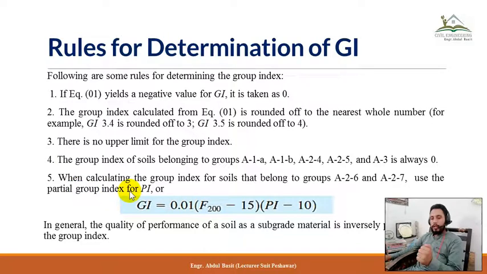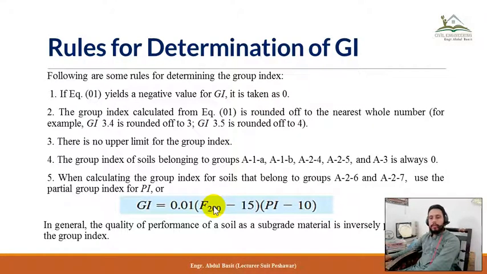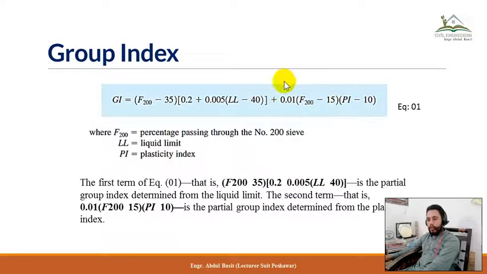But when calculating the group index for soil that belongs to A2-6 and A2-7, this is a bit complicated. If you get a soil that falls in the A2-6 group or A2-7 group, then the partial group index for plasticity index will be used. You will not use the whole equation. You will use only this part of the equation, which is the partial group index for plasticity index. Okay, so you will use only this one term.